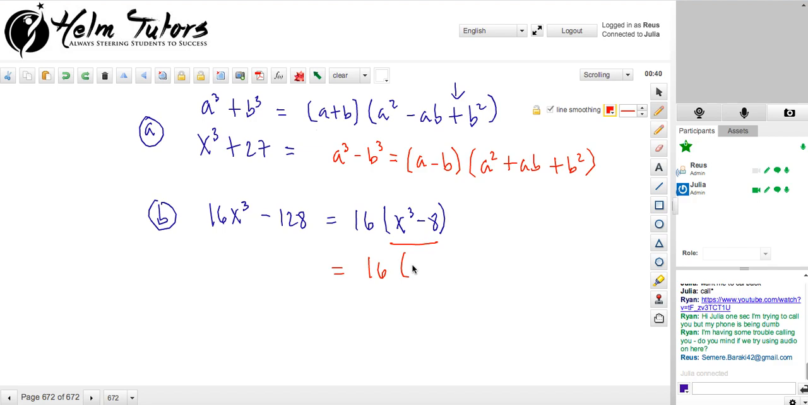Okay, so we would go, you talk. So if the a is x and the b is 2, then it would be x minus 2 times x squared minus x times 2, which is 2x, plus x squared, which is 4. Okay, great. But what's the sign right here before the 2x? Is it still a minus? It's a plus.